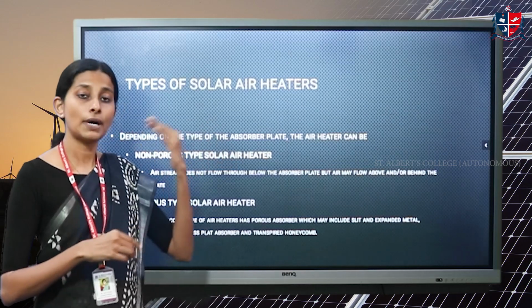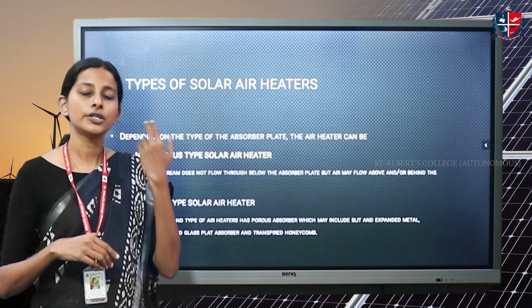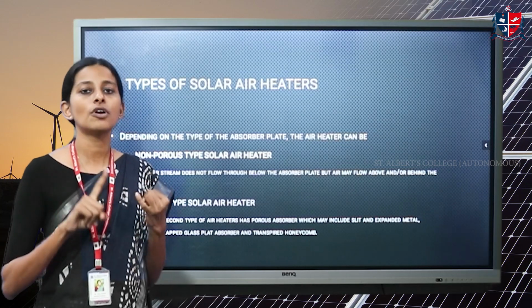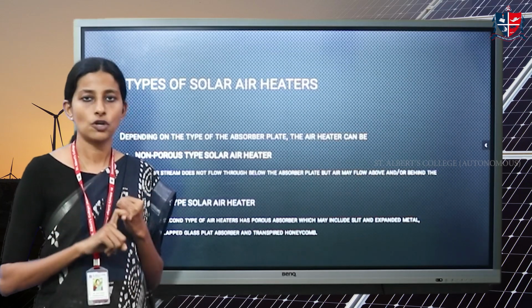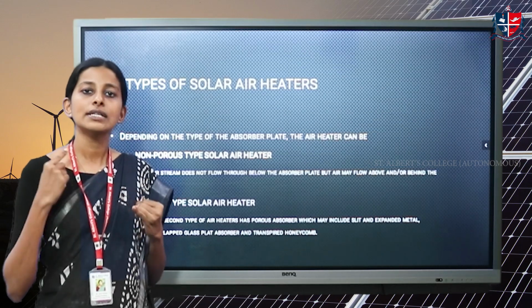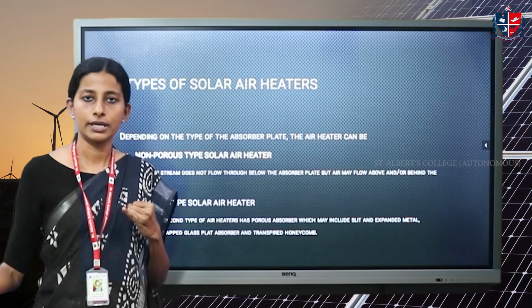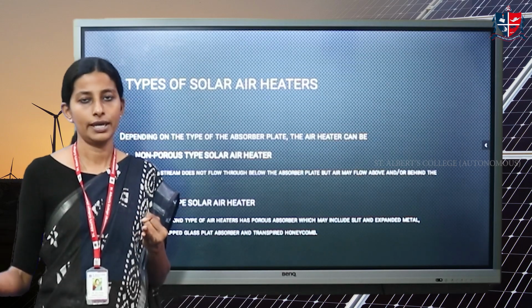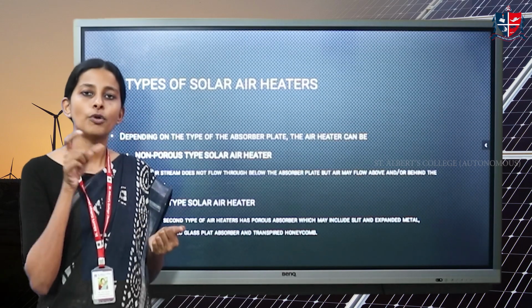Now depending upon the parts of solar air heaters, there are broadly two types of solar air heaters. As I discussed, the most important part of a solar air heater is an absorber plate. So this absorber plate itself can be of two types: one is the porous absorber solar air heaters and another one is non-porous absorber solar air heaters. From the name, you know, porous and non-porous.